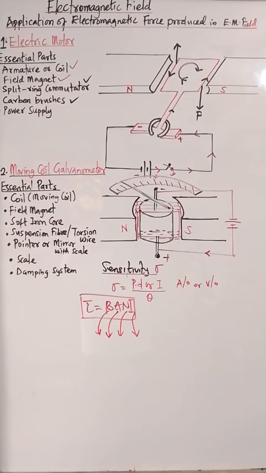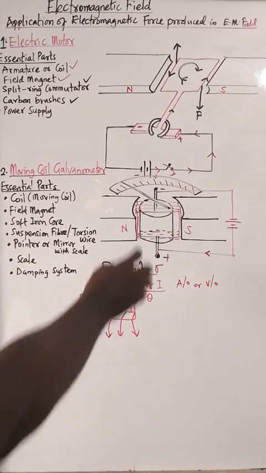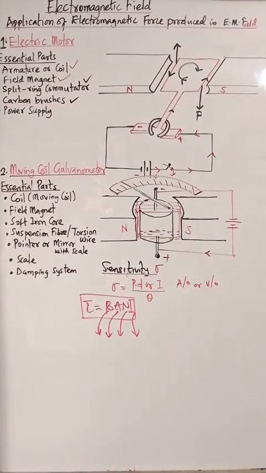Note that. That uniform scale is as a result of the radial magnetic field. That's why it has a uniform scale. Number two, the high sensitivity enables very small current to be detected or measured, meaning it has high sensitivity.